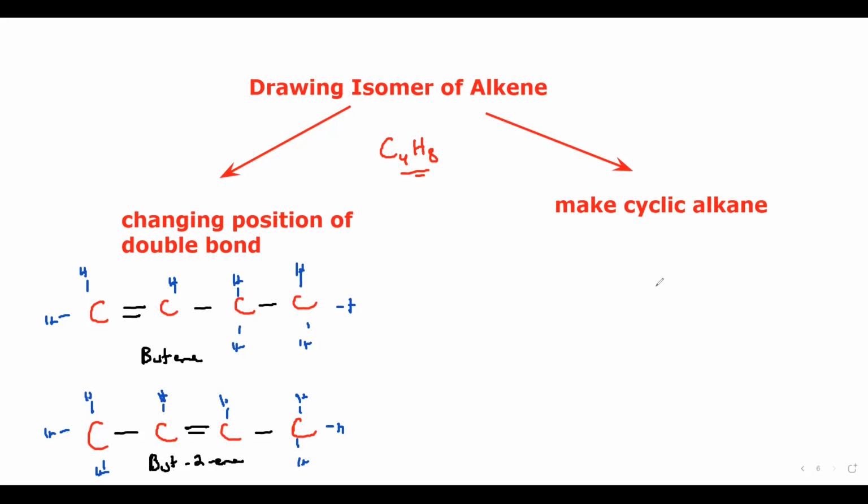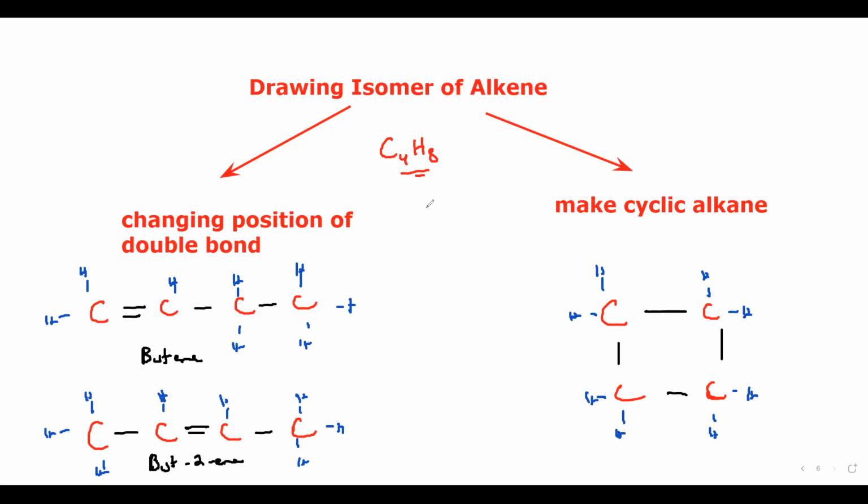And if we want to draw another isomer, we can make a cyclic one. Cyclic means no end. So we take 4 carbon atoms in a ring, 1, 2, 3, and 4, and link them by single bonds. We draw the cyclic alkane, and each carbon will have 2 hydrogen. So this is a cyclic alkane.